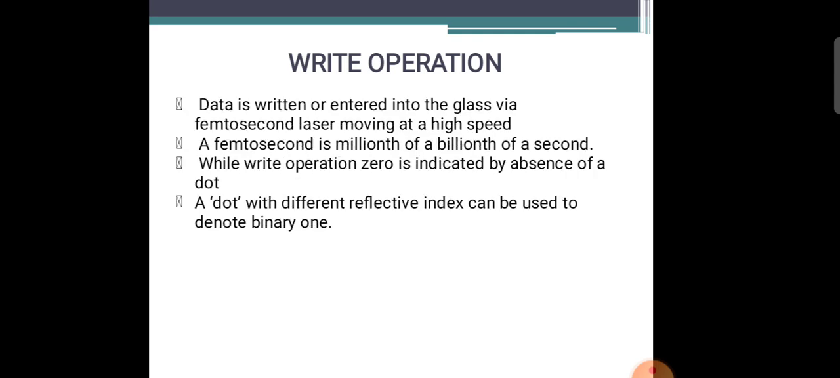Write operation. Data is written or entered into the glass via a femtosecond laser moving at a high speed. A femtosecond is a millionth of a billionth of a second. While writing, 0 is indicated by the absence of a dot. A dot with a different refractive index can be used to denote binary 1.